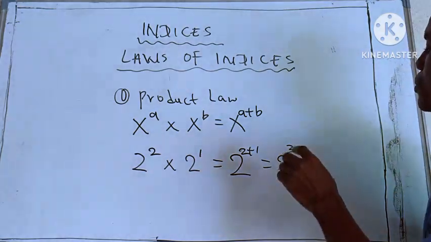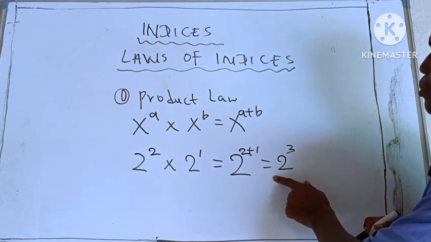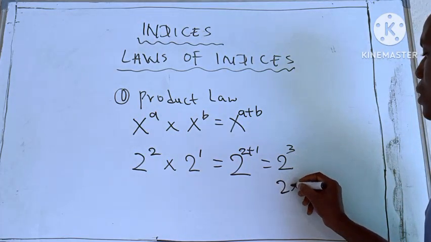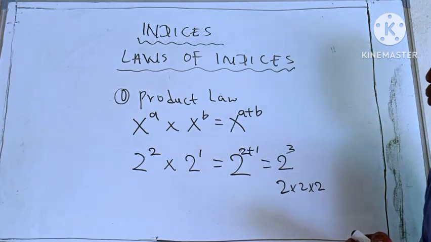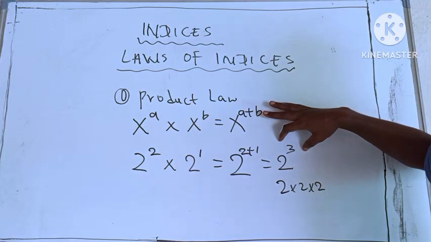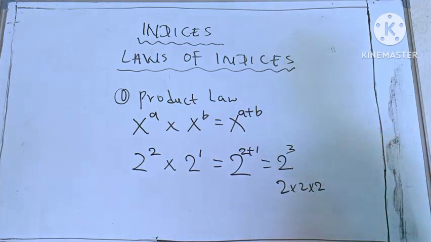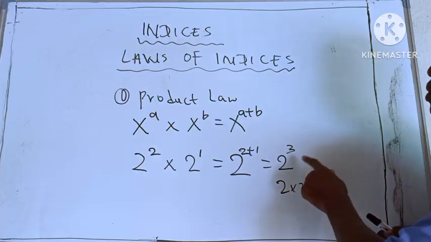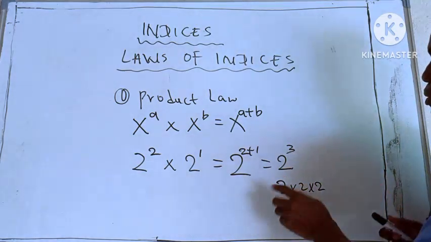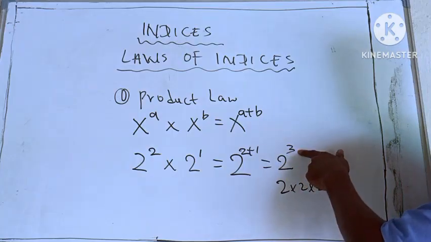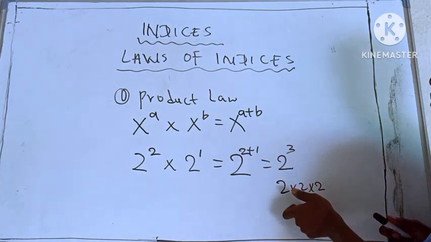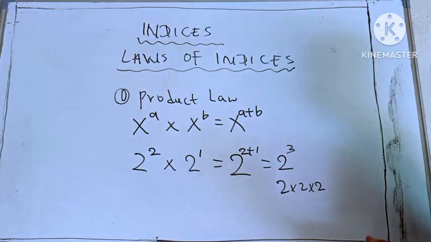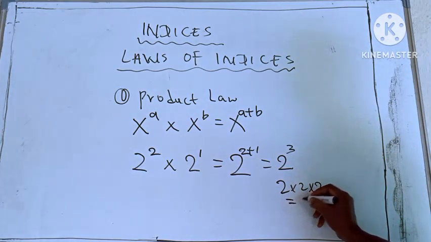Are you getting it? Now, you can leave it in this index form, or you can change it to 2 times 2 times 2. Since the index number here is 3, we have raised to power 3. So if you want to change it to a normal number, what you need to do is to multiply this base number 3 times. It will now be 2 times 2 times 2. If you press your calculator, it will give you 8.